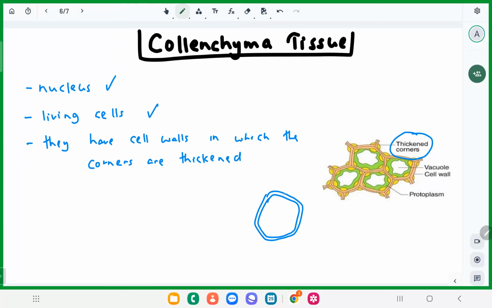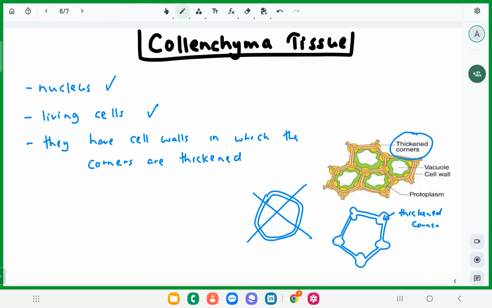You can see that the cell wall has a uniform thickness. But for collenchyma, this is not the case. If you take a collenchyma cell, this is what the cell wall looks like. What do you see over here? You can see that when the cell walls come to the corner, they have become thickened in the corners. So the corners of the cell walls are thickened. So thickened corners, this is the most unique feature of the collenchyma tissue that helps you to identify this.